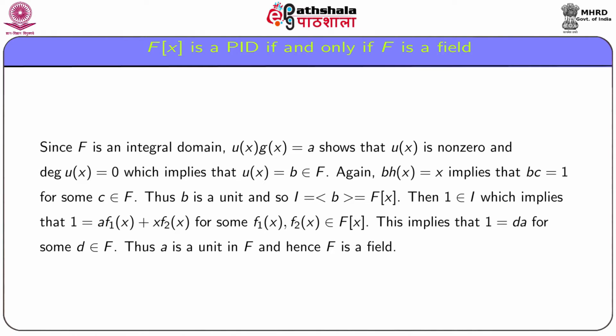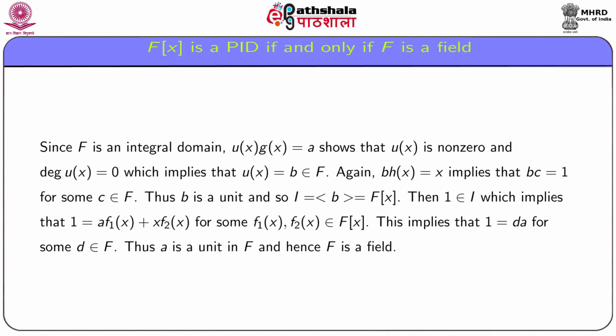Since F is an integral domain, u(x)g(x) = a implies that the degree of u(x) must be 0. That is, u(x) is a constant polynomial. In other words, u(x) is equal to some b in F, which implies that b h(x) is equal to x. If we compare the coefficient of x in this identity, we get some c such that bc = 1, where c belongs to F. Thus, b becomes a unit, and note that b is actually the generator u(x) of I.